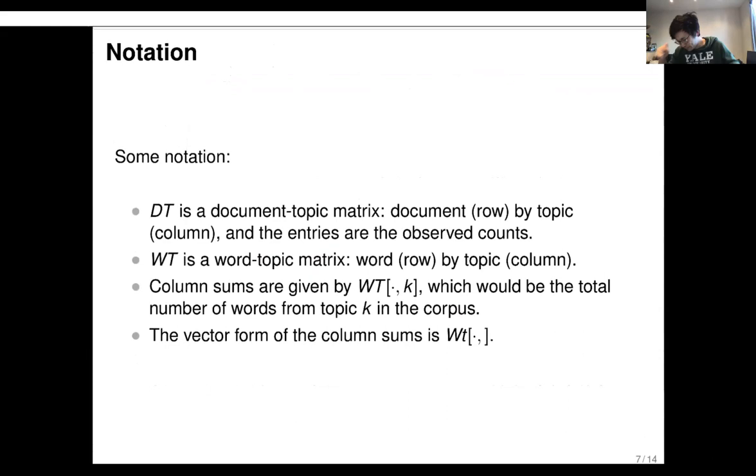So here's some notation, which will become clearer as we go through an example. This is notation that I've come up with, and I think it helps, at least it helps me. You should just think of DT and WT as matrices or tables. D corresponds to the document, T corresponds to a topic, right?